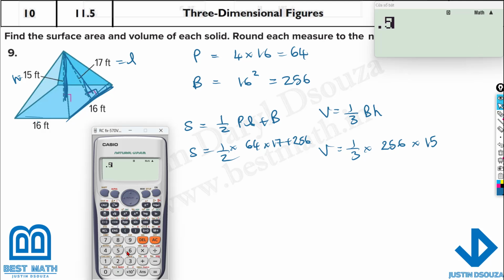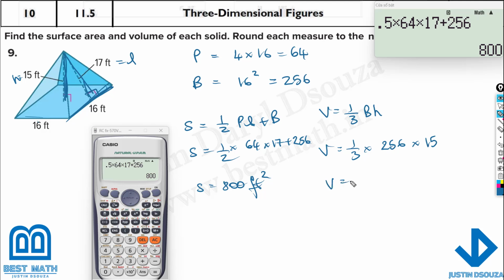So let's put it in the calculator. 0.5 or half is the same, times 64 times 17 plus 256. The answer is 800 for surface area. Here the units are feet, so it'll be 800 feet squared. What about the volume? It'll just be 256 times 15 divided by 3, or you can just write it multiplied by 1/3. Write it as the formula itself. It's 1280 feet cubed. This is feet to the power 3, that is feet cubed.